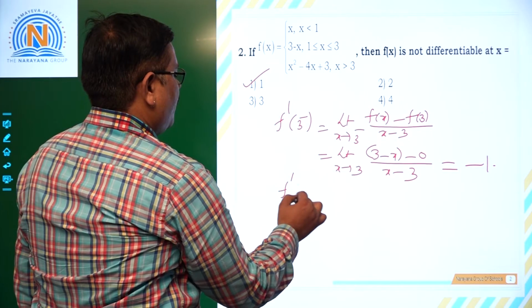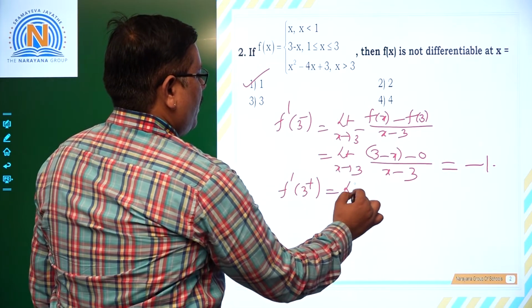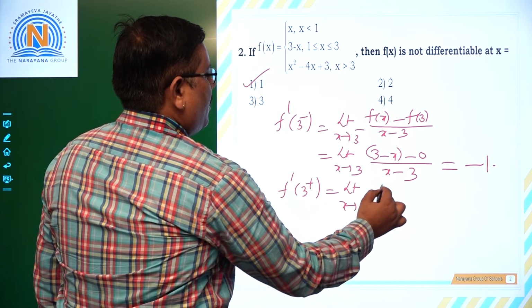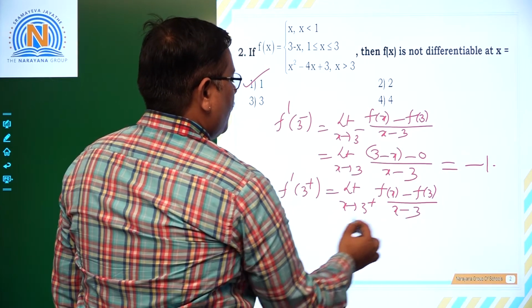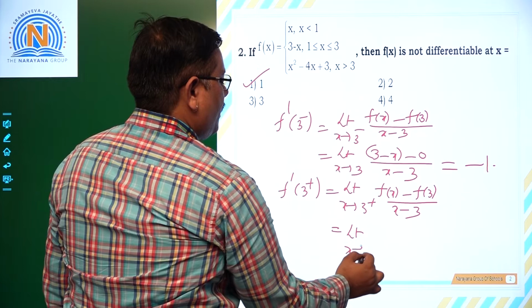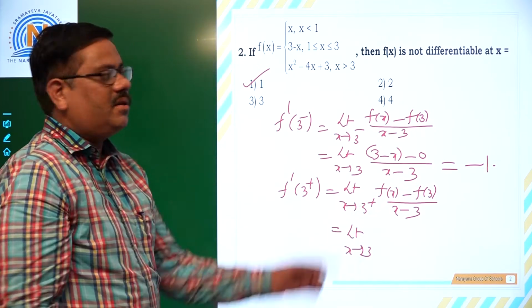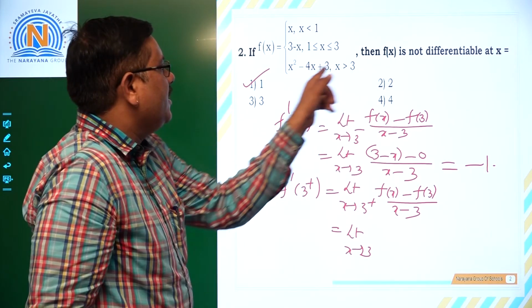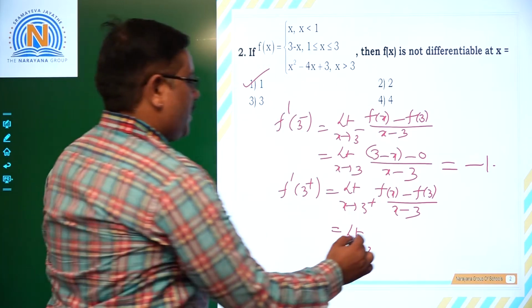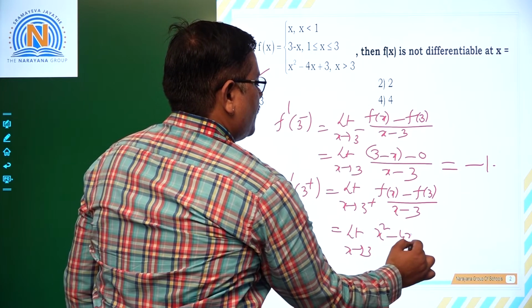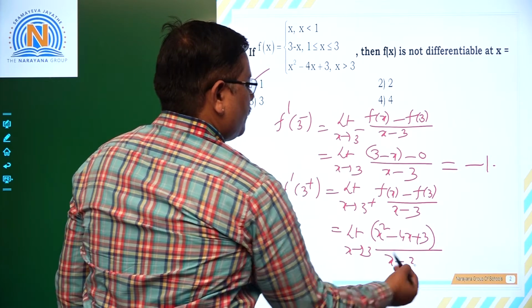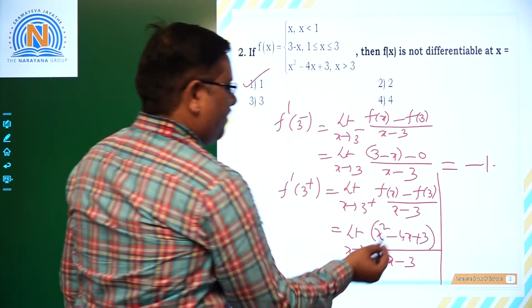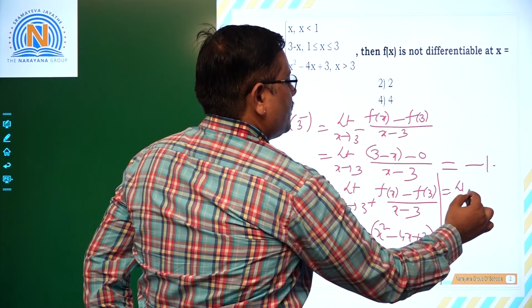Similarly, f dash of 3 plus is limit x tends to 3 plus of f(x) minus f(3) by x minus 3. For 3 plus, meaning more than 3, the function is x square minus 4x plus 3. So x square minus 4x plus 3 minus f(3), which is 0, by x minus 3. Now I can simplify it further. That is limit x tends to 3.